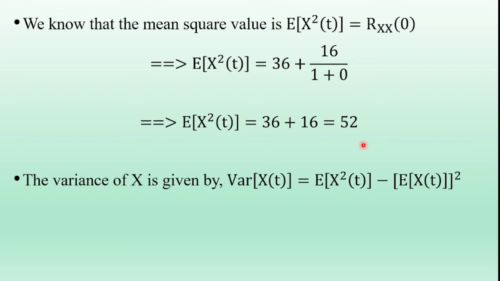Next, find out the variance of the random process. We know that variance of x of t is equal to expectation of x square of t minus expectation of x of t whole square. Here the expectation of x square of t value is calculated and it is 52. The expectation of x of t value is calculated and its value is 6. 6 square is 36. 52 minus 36 is 16.